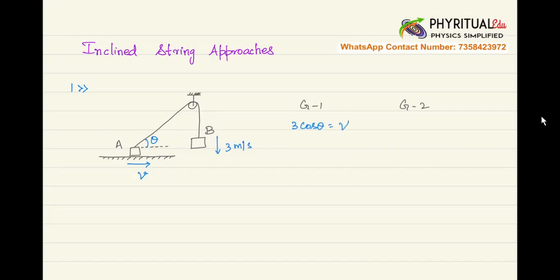Now there will be another group of students who will take the velocity of the block as v, take its component over here, v cos theta. So all these points have velocity v cos theta, and then that v cos theta on the other side of the string, they equate v cos theta with 3.